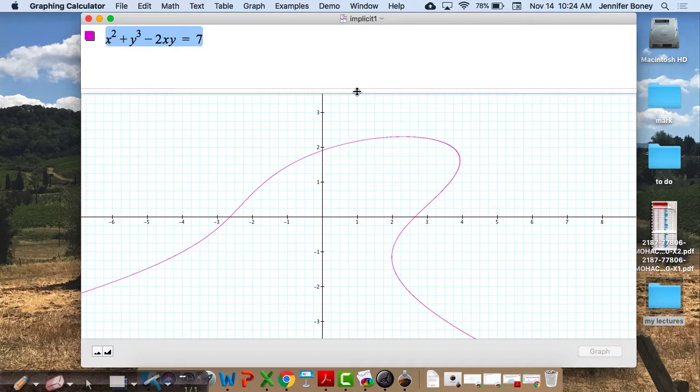x squared plus y cubed minus 2xy equals 7. So that's what's typed in. It has x's and y's in it, so GC wants to graph it. This is the set of the coordinate pairs x and y that make that statement true.